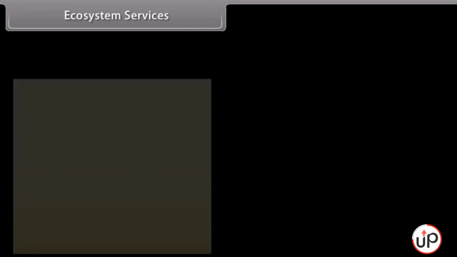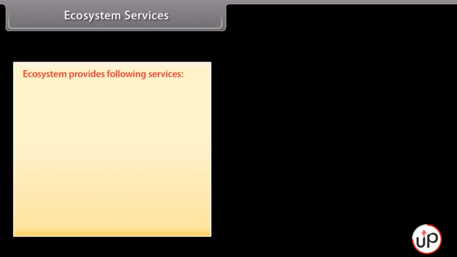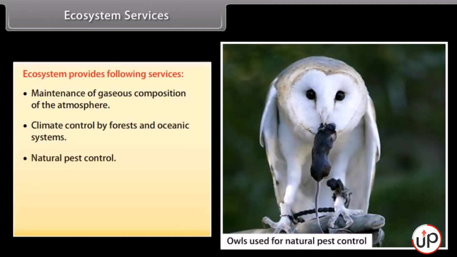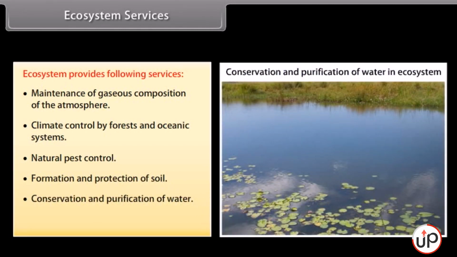Ecosystem services. An ecosystem provides the following services: maintenance of the gaseous composition of the atmosphere, climate control by forests and oceanic systems, natural pest control, formation and protection of soil, conservation and purification of water, nutrient cycling, etc.